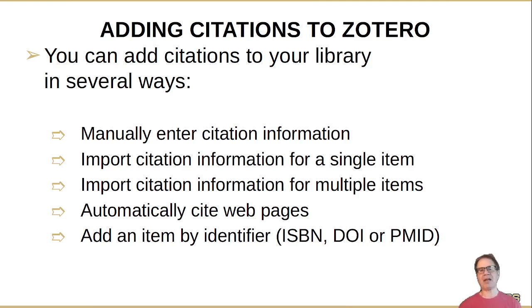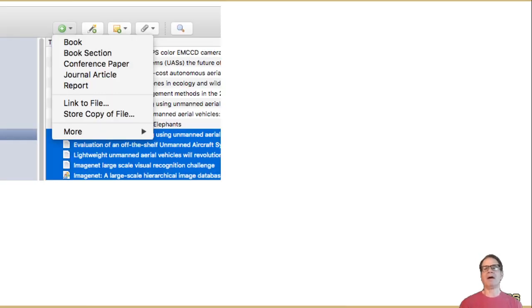So if you want to add citations to Zotero, it's pretty straightforward. You can basically manually enter them, which is a fool's errand. I don't recommend you do that. You can import them for a single source, multiple sources. It can actually use it to automatically cite web pages or add a system identifier. If someone tells you the ISBN or whatever, you can go ahead and add it and it will go look it up for you. If I want to add something manually, I'm not going to actually go through that. I'm just going to skip over that.